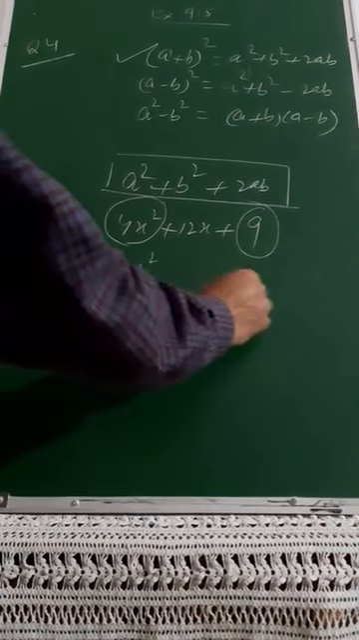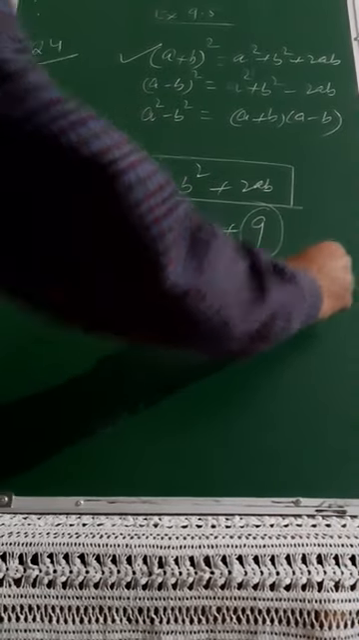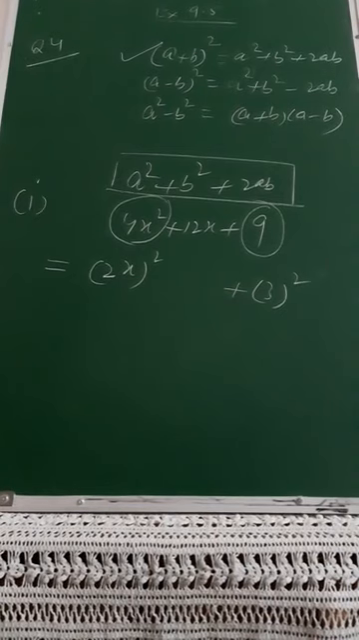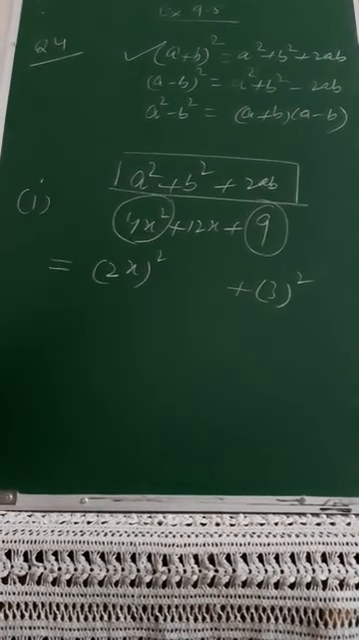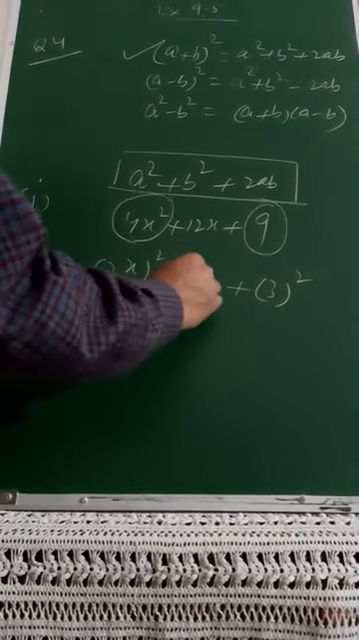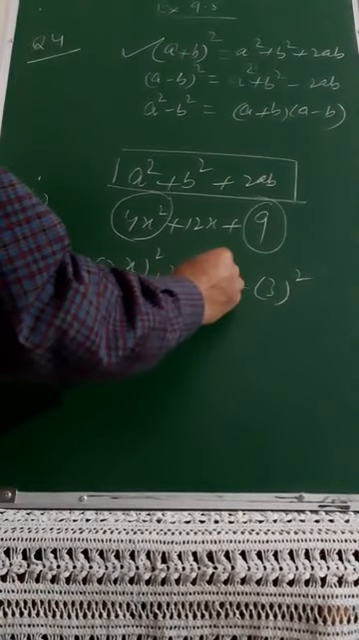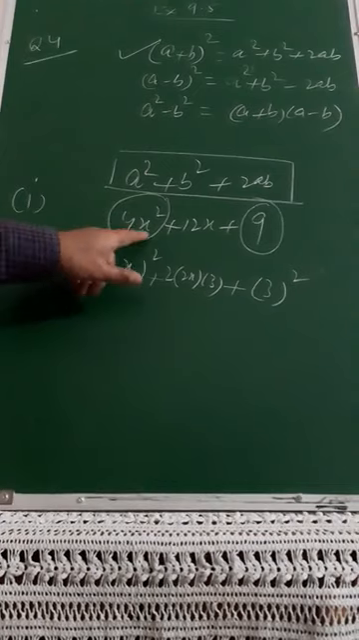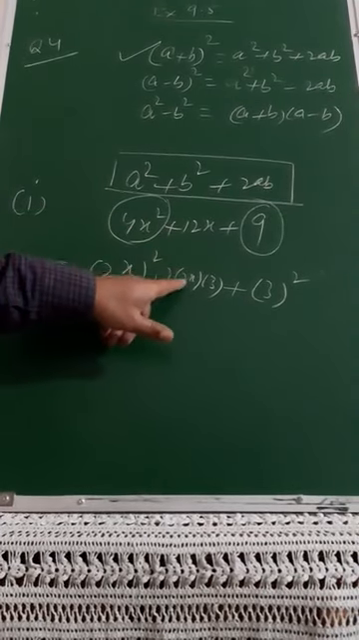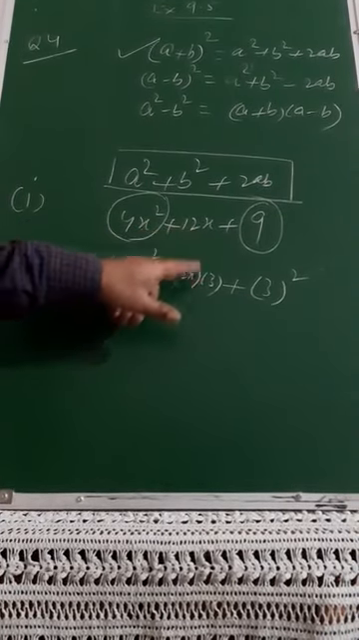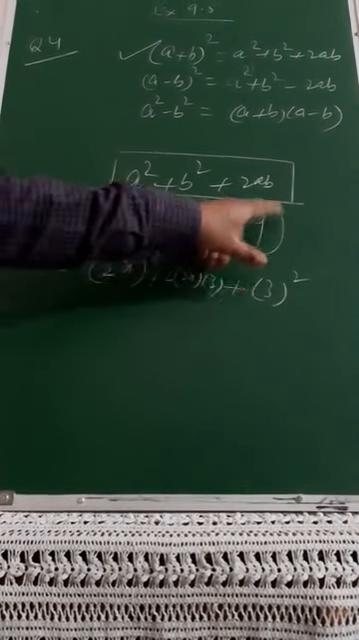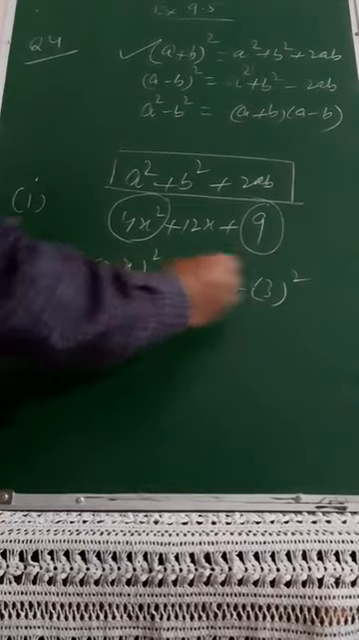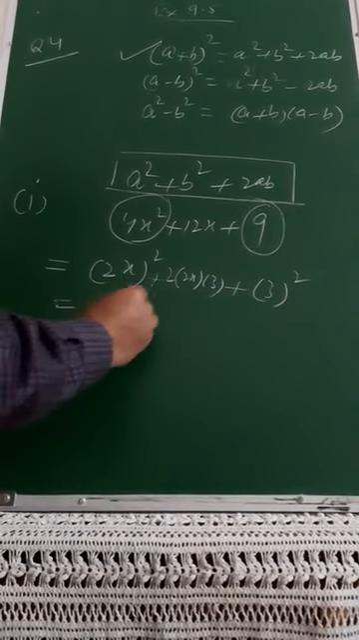The other perfect square you can see here is 9, and 9 is the square of 3. So now this is a and this is b, and here if you see 2ab, a means 2x and b means 3. Now you check, 2x whole square is what? 4x square, and 2 into 2 into 3 will make it 12, into x, 12x, and 3 whole square is what? 9. So a square plus b square plus 2ab is always equal to what?